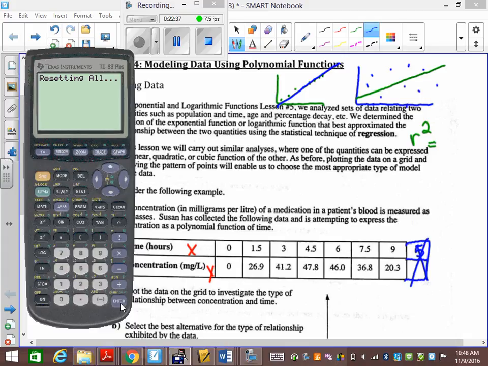Not for you for now. Unless you press the sine, cos, tan button or the second sine, second cos, second tan button, radians or degrees doesn't matter.